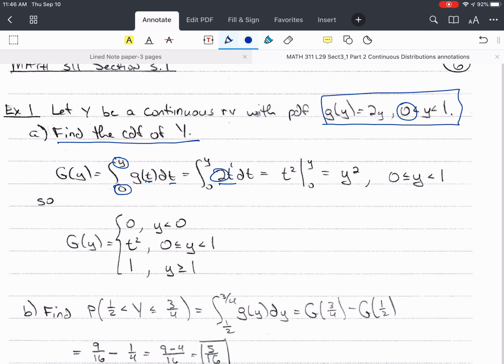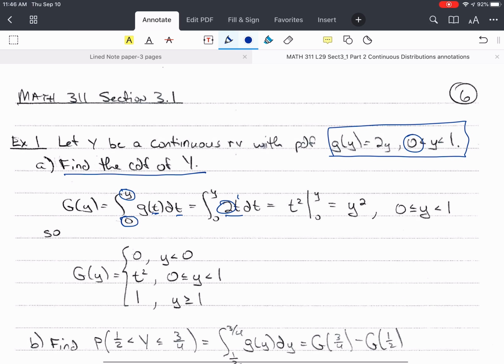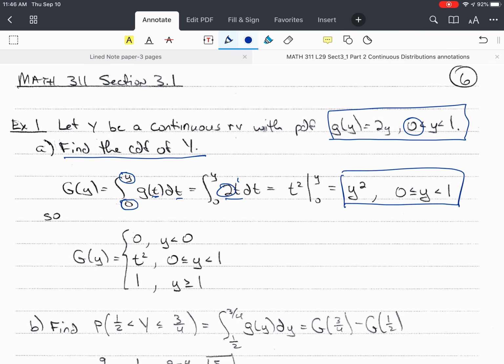I plug in y, I get y squared. I plug in 0, I get 0, so I'm subtracting 0 there. And so I have y squared, where y is between 0 and 1. Now, again, this needs to be written as a piecewise function. So I need to put all 3 parts. So it is 0 when y is less than 0, y squared when y is between 0 and 1, and 1 when y is 1 or greater.